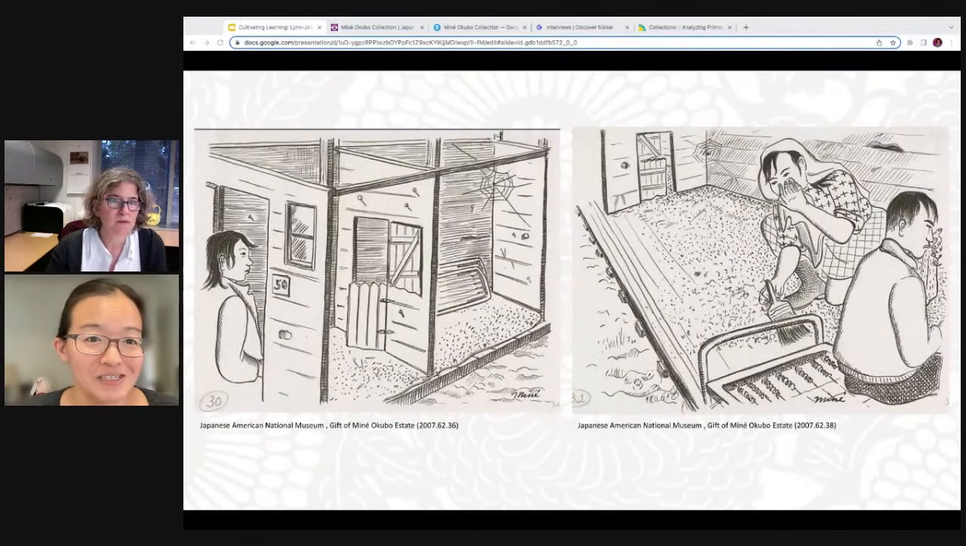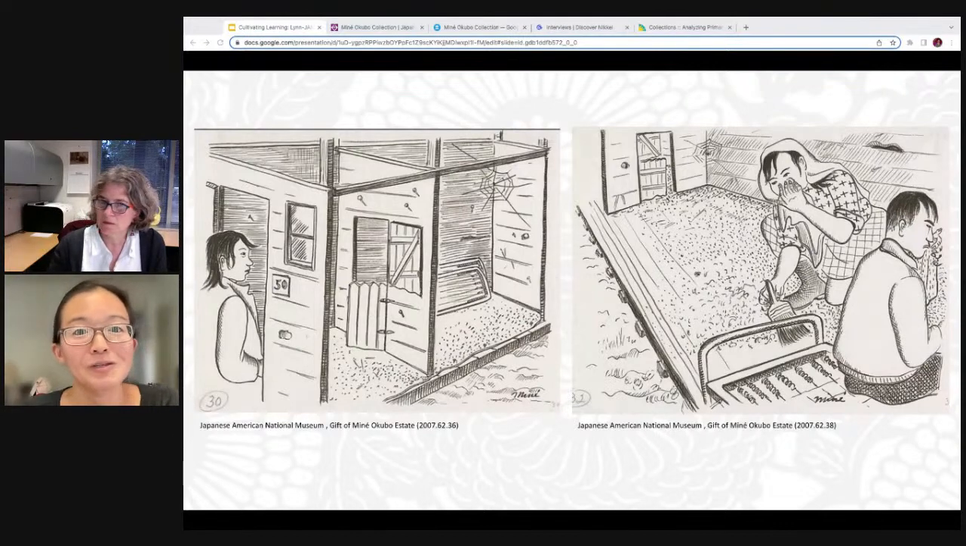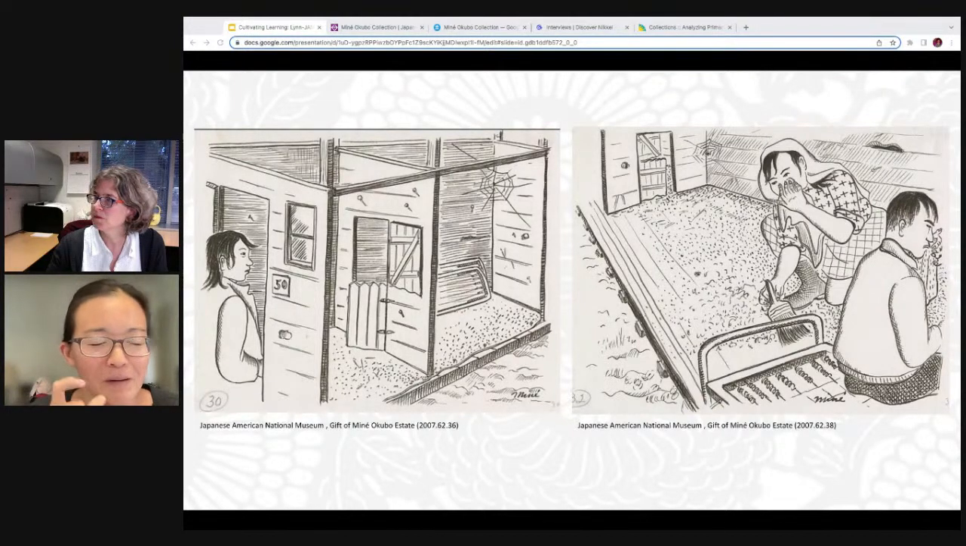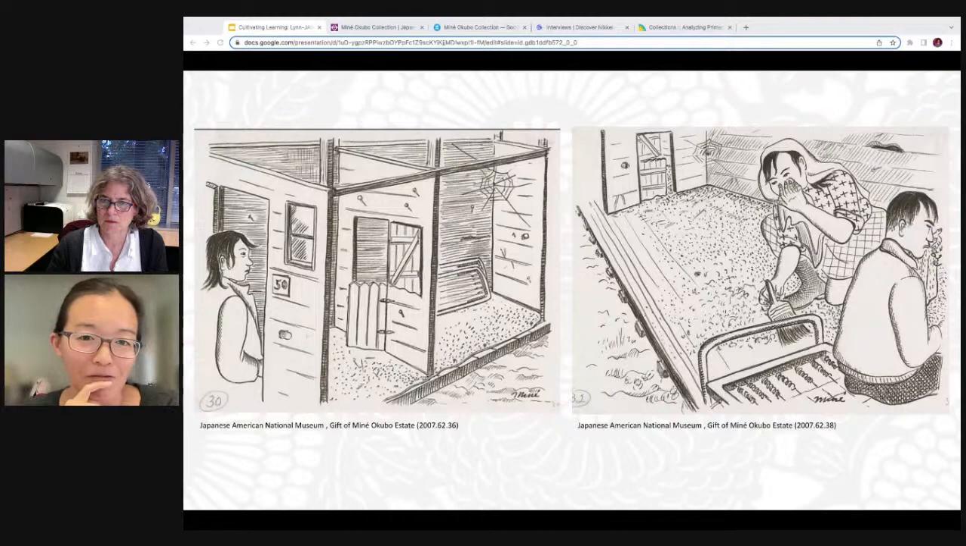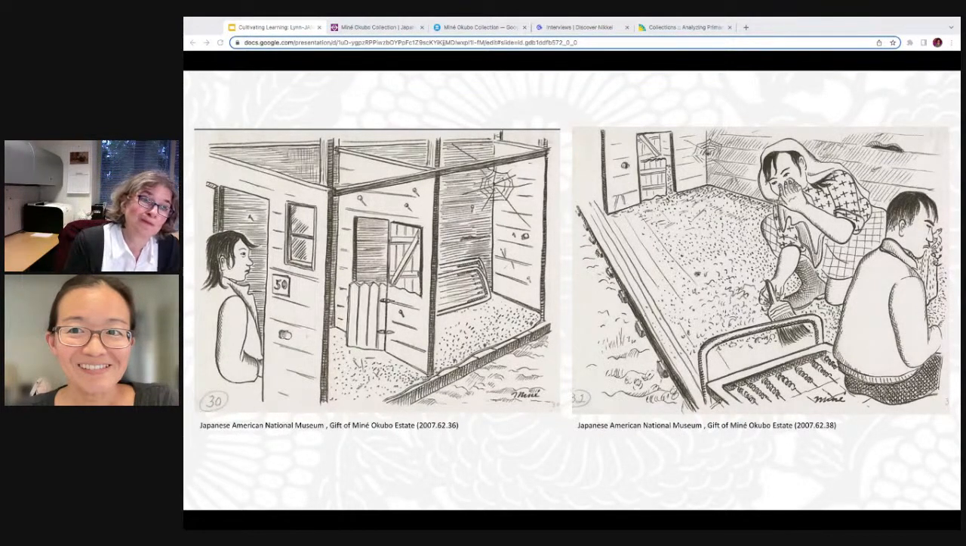And for that, we'll revisit our friend Mine Okubo. So these are two illustrations from her book, Citizen 13660. And that's her family's name, the number that they were assigned. Every family got a number. And so again, I would invite any observations here. So this is her depiction of the same thing that the government had described in that pamphlet. So what do you notice? What stands out?